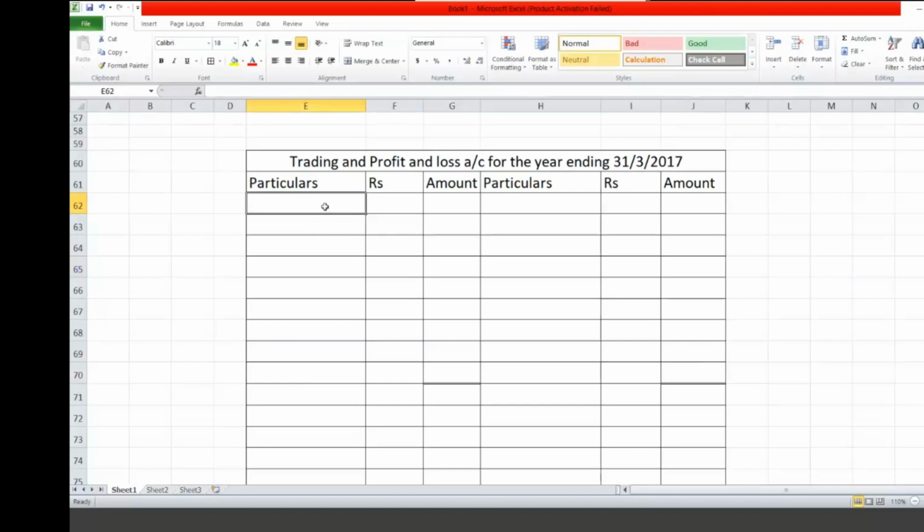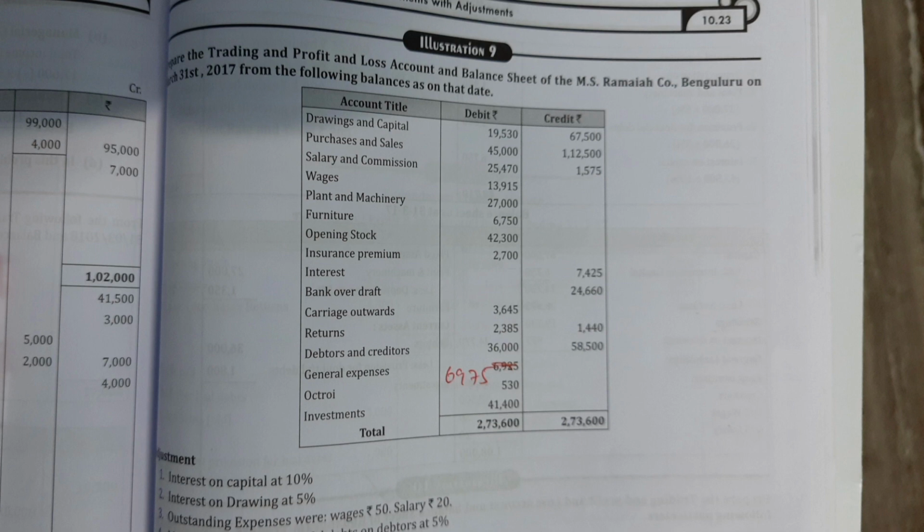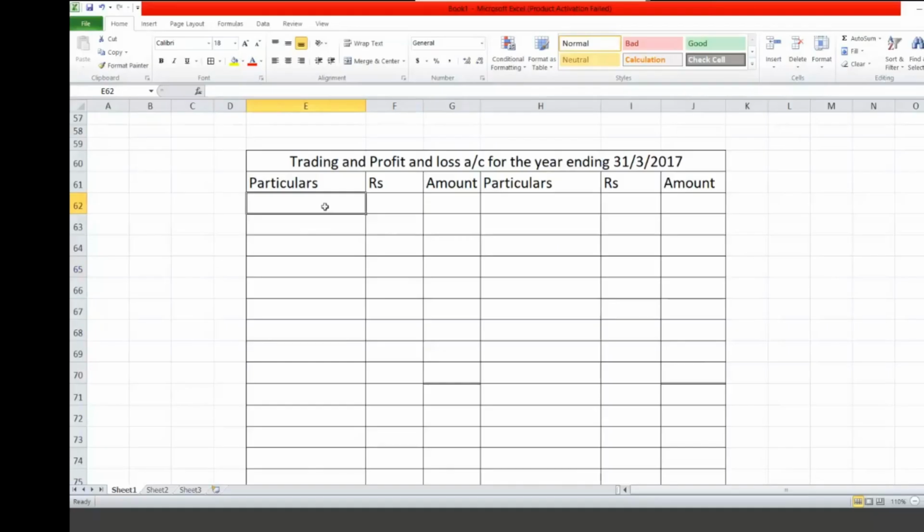Again, we are going to solve one more problem on final accounts. I hope this will be the last problem we are going to do. First, check the question. You have checked the question, right? Yeah. Let us solve the problem.